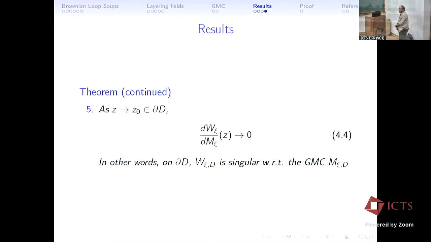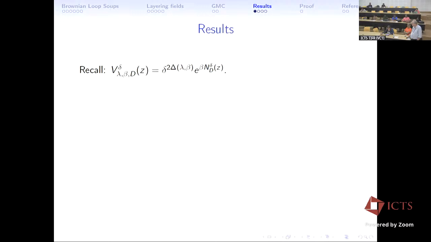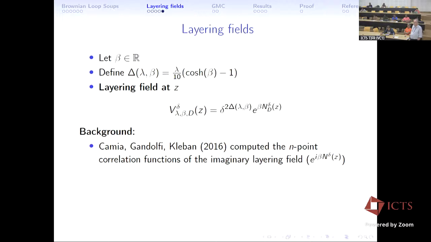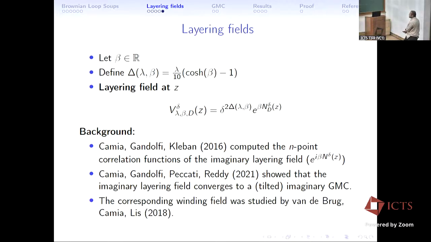These loop soups also have a meaning in physics. Can you say something about that? I learned most of these things from Federico Camia, and his motivation seems to be that if you have these endpoint functions, then there may be some CFT, a conformal field theory, underneath, which again I don't know anything about. I'm way out of my depth here. Okay, thank you.